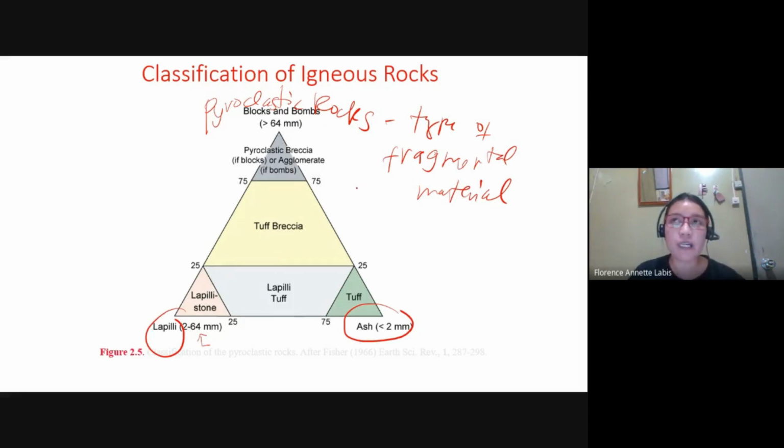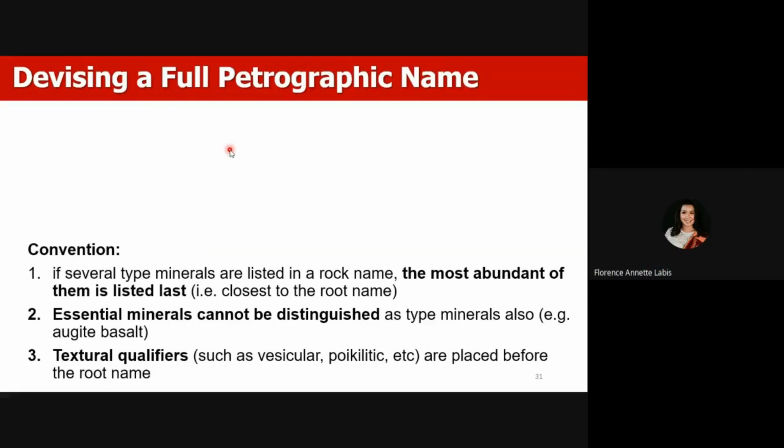So always remember that when we say pyroclast, it does not need to be of volcanic origin. There may also be fragments of sedimentary or metamorphic country rock that are caught up in a violent eruption.